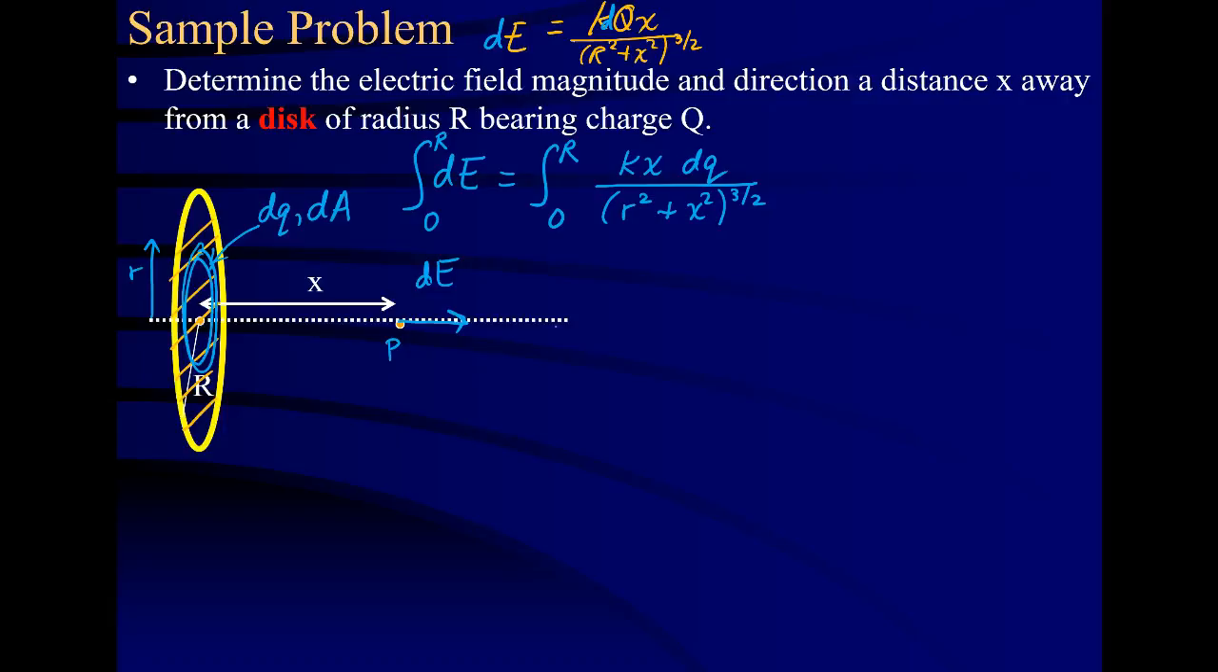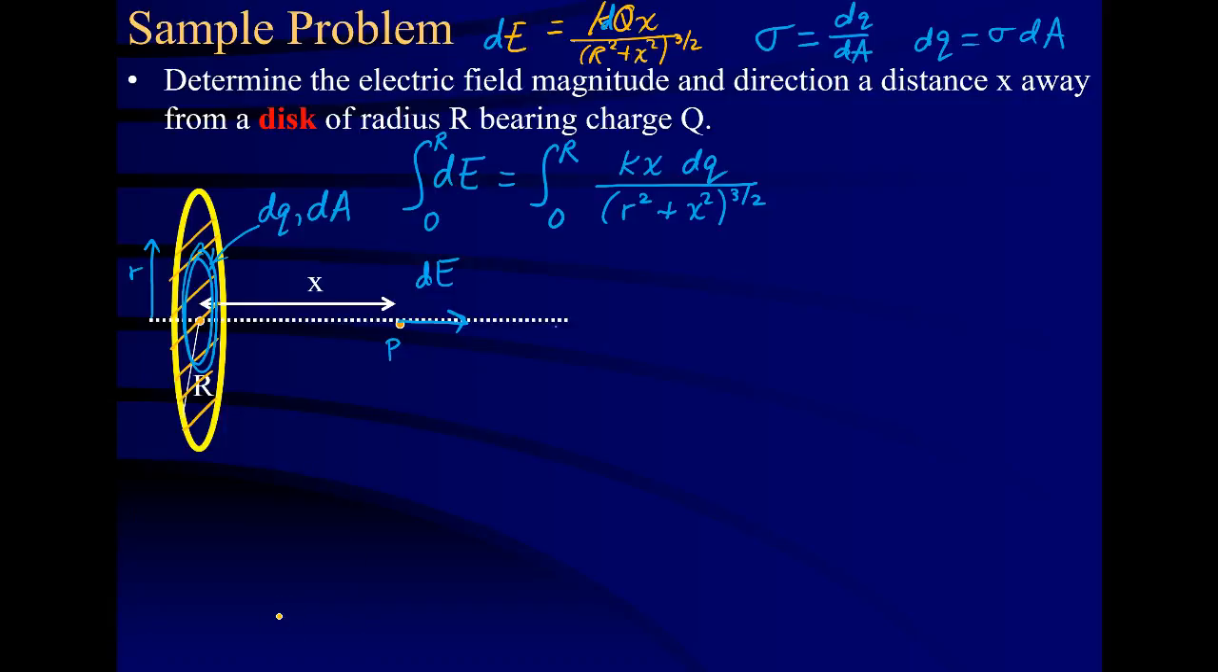Okay, now we're going to have to say that we have a surface charge density here. Okay, so sigma will be dq over dA. Okay, so that means that dq will be equal to sigma dA. But the question is, what's dA?